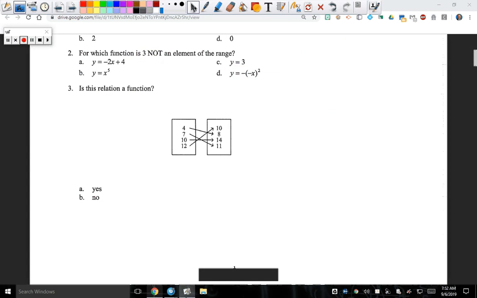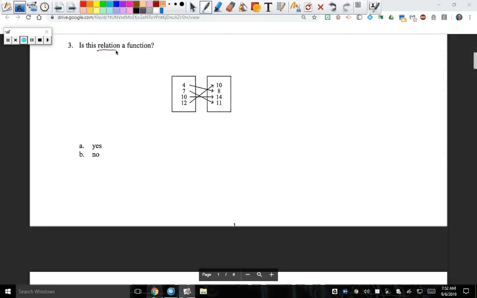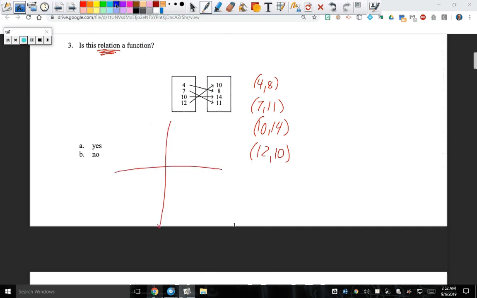Okay, alright, so is the relation, so it's not necessarily saying it's a function, it's just saying that these are points. Looking at this first one, 4 maps to 8, 7 goes to 11, 10 goes to 14, and 12 goes to 10. If you were to quickly sketch it, you could do this to see if it passes the vertical line test. 1, 2, 3, 4, let's say 8 is about up here. Then 5, 6, 7, let's say 11 is about here, a little bit more to the right. And then 8, 9, 10, 14 is about here.